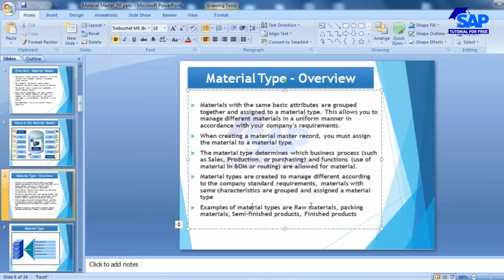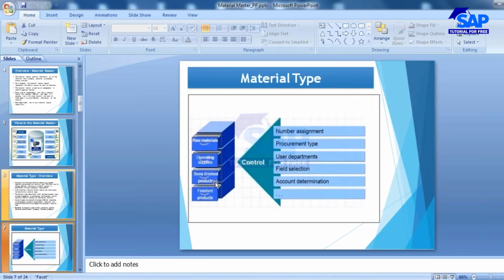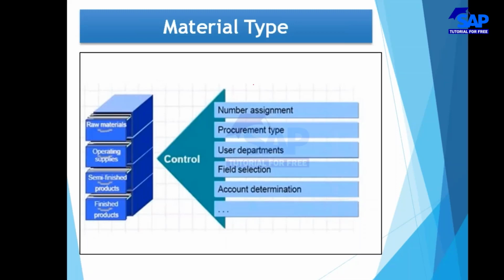Examples of material types, as I told, are raw materials, packing materials, semi-finished products, and finished products. These are some of the important material types in the system, though there are a lot of material types. Now what will the material type do? The material type will control the number assignment, whether internal number or external number, as we'll see in the system. It will control the procurement type, whether that particular material is externally procured or internally manufactured, and which departments have to maintain their data. That means based on the material type, the views will appear on the screen.